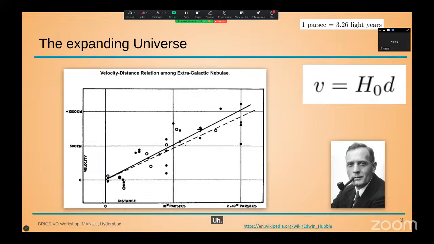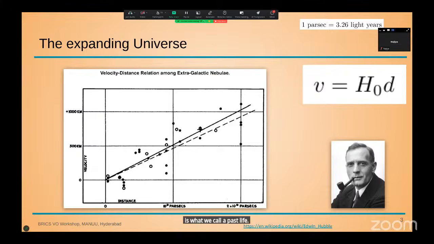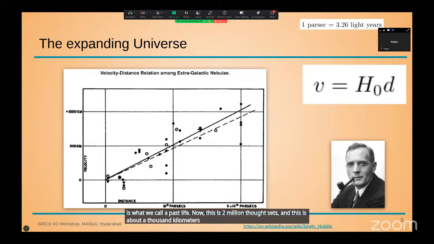One parsec is about 3.26 light years. Okay, so if light at its speed in vacuum continued to propagate for 1 year, that is the distance it would travel, a light year. 3.26 times that is what we call a parsec. Now, this is 2 million parsecs, and this is about 1,000 kilometers. So he got all these points here.